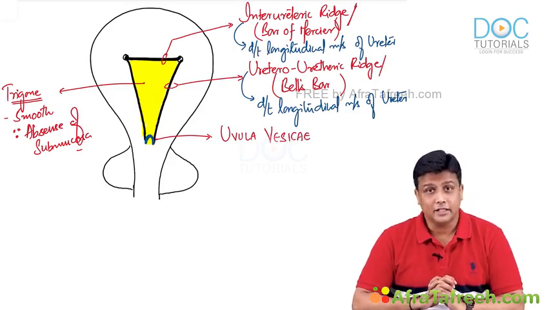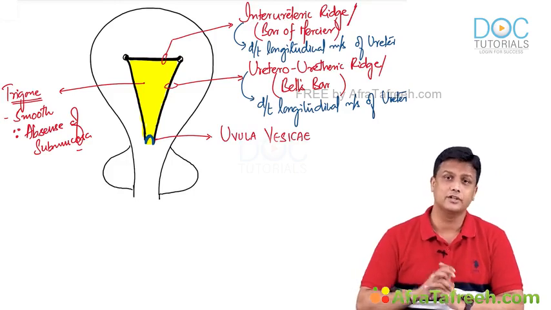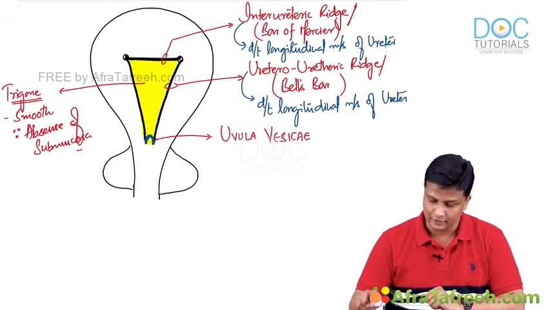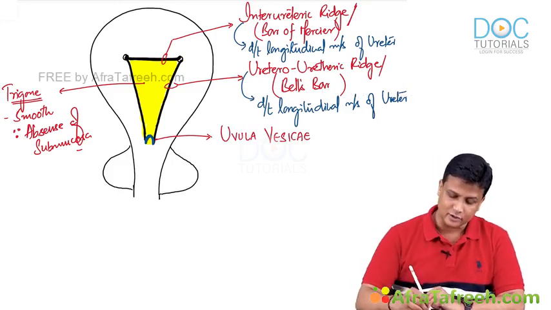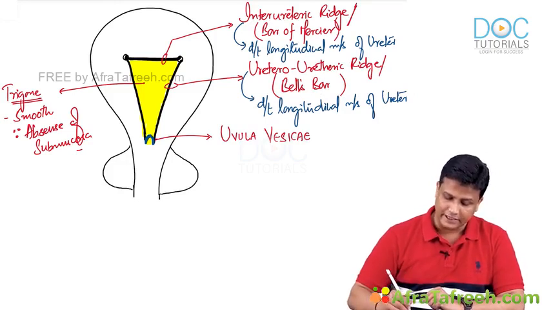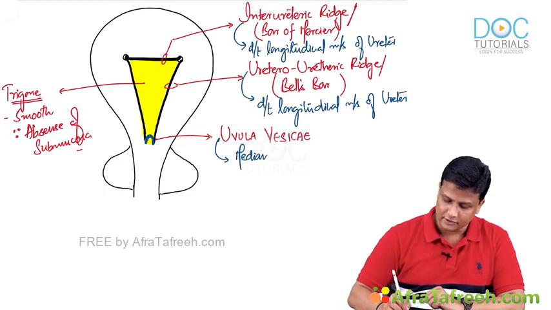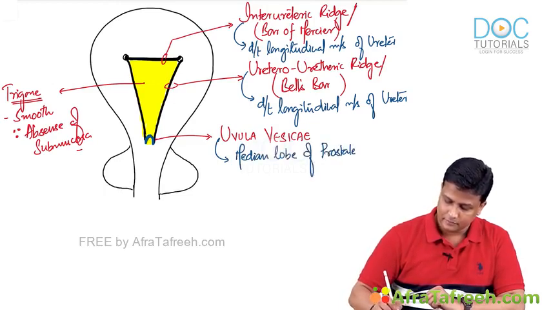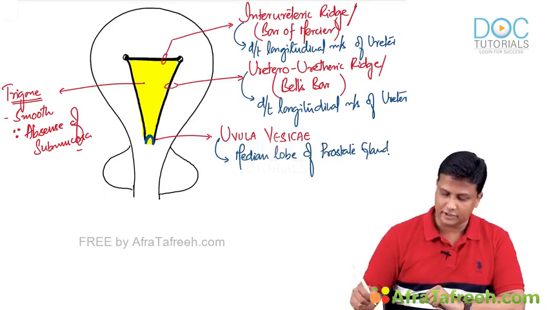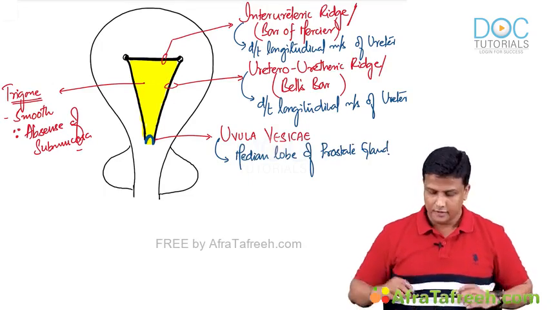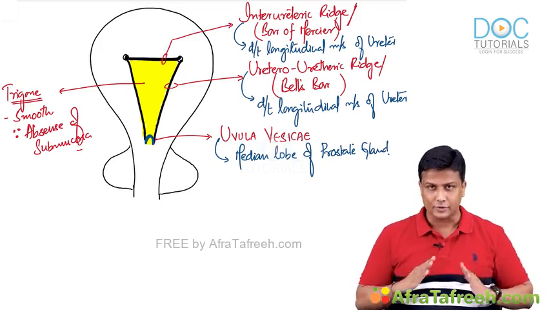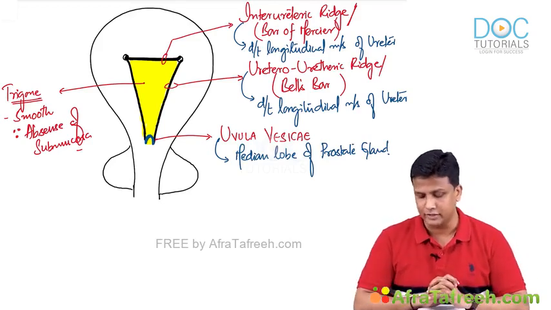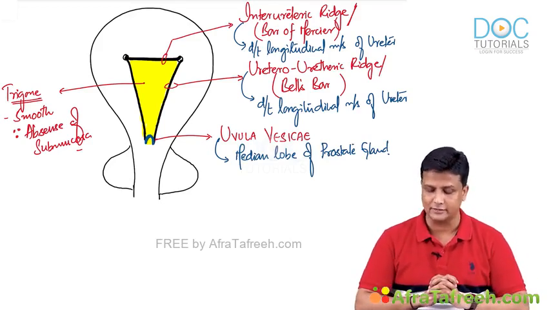And again, the same thing, you need to learn what is the reason for this one also. Why is that elevation again created there? Uvula vesicae. And that is actually due to the median lobe of the prostate gland. So in males, the median lobe of prostate gland is forming an elevation near the apex of the trigone of the urinary bladder. That median lobe of the prostate gland is going to form an elevation in the apex of the trigone of the urinary bladder, that is known as uvula vesicae.